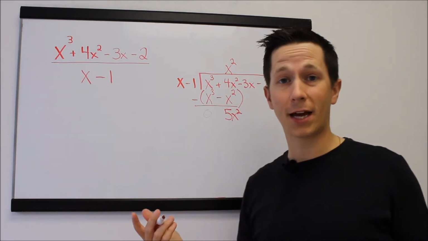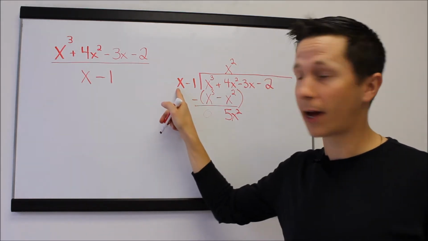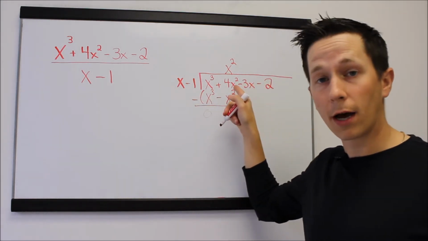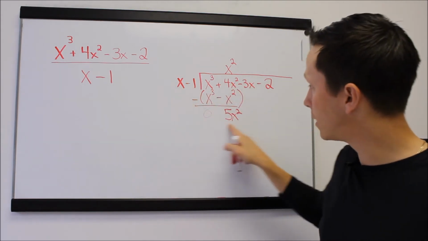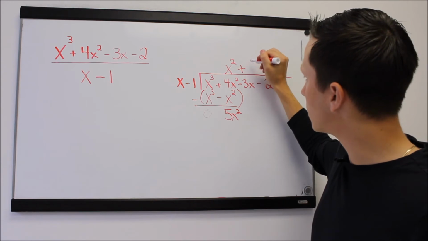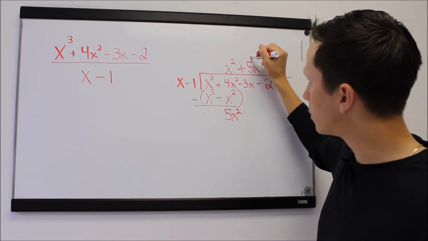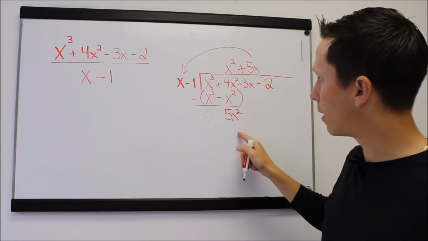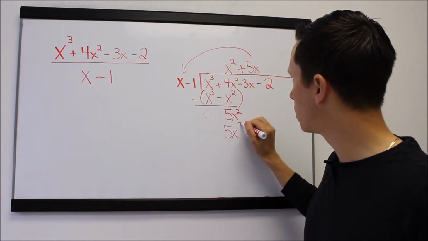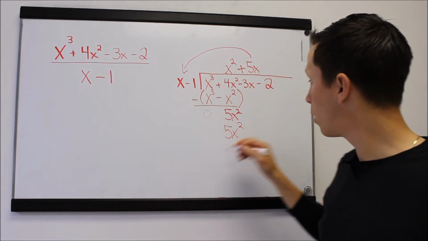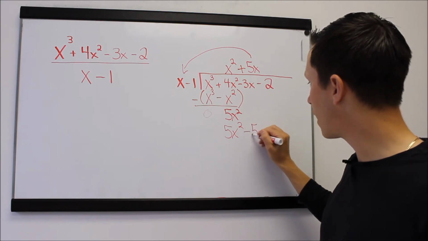And now we just repeat that exact same process. We start with x again, but instead of going to the original polynomial, we now go to what's left over. So x into 5x squared is plus 5x. Multiply that back down here and write it underneath. 5x times x is 5x squared. 5x times negative 1 is negative 5x.